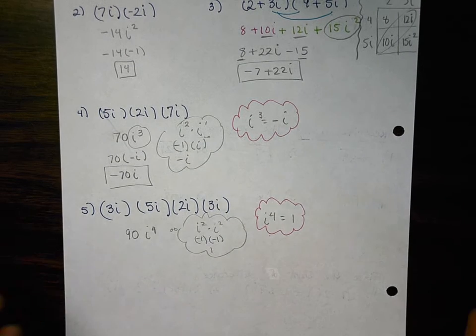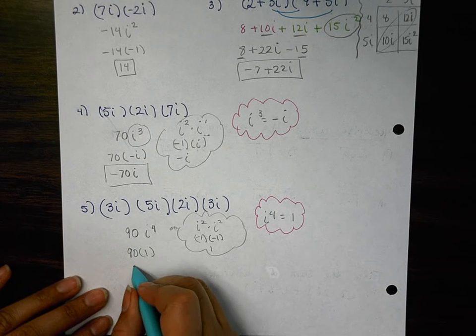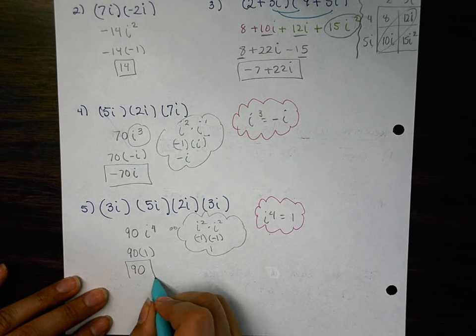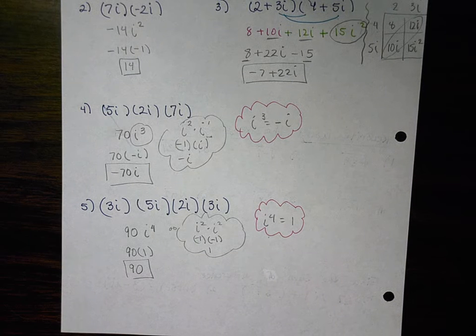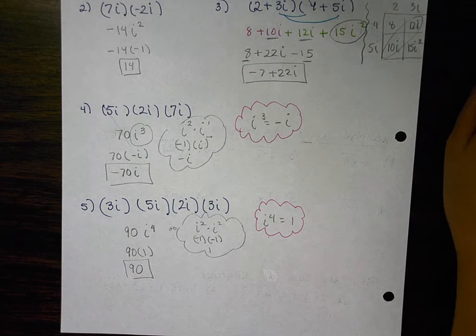So what is 90 I to the 4th equal? 90 times 1 is 90. Got it? Is that a little tricky? All right. Questions here. All right.